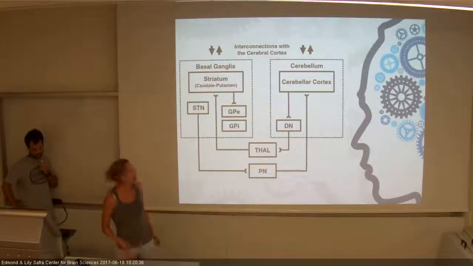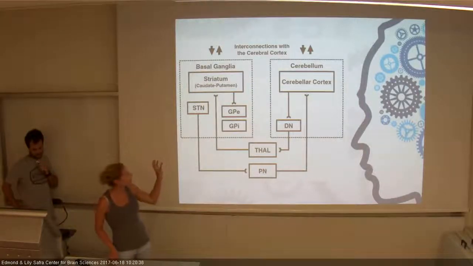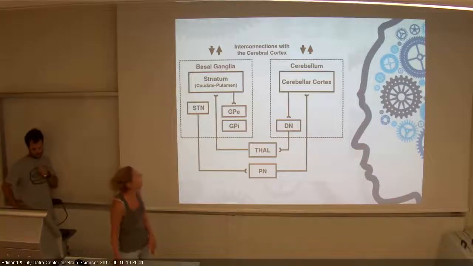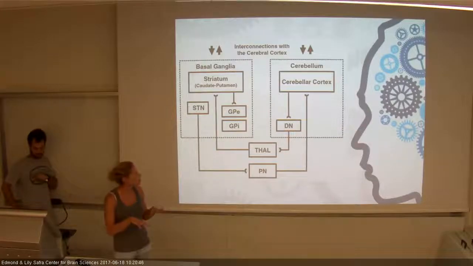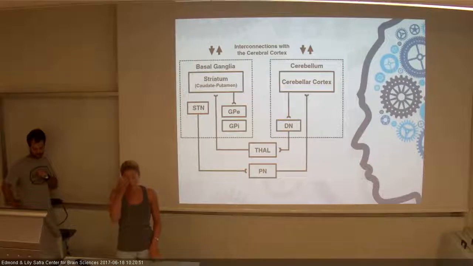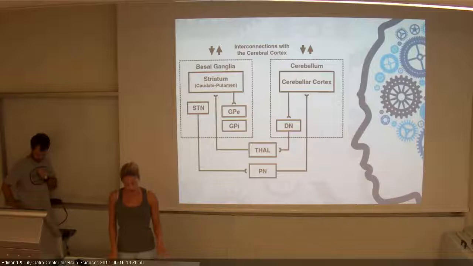I'm not going to explain again, but we have the striatum, which is the caudate and the putamen nucleus, and they are connected to the GPI and the GPE, and all kinds of relations, excitatory, inhibitory. Dopamine is working in two directions: excitatory on the direct and inhibitory on the indirect pathway.